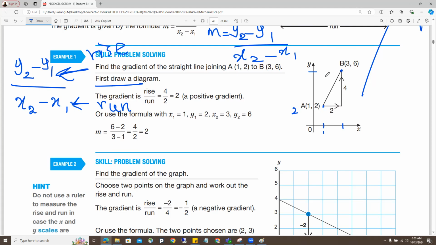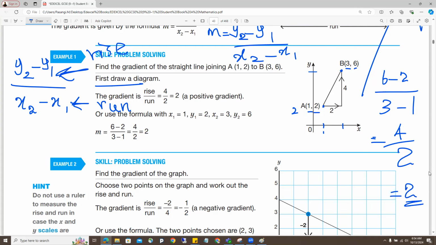Now we have (1, 2) and (3, 6). The gradient is rise over run. Rise means the difference between y coordinates, that is 6 minus 2, divided by the difference between x coordinates, that is 3 minus 1. So 6 minus 2 is 4, and 3 minus 1 is 2. 4 divided by 2 is 2. So that is a positive gradient. Is it clear? So this is what we have received.